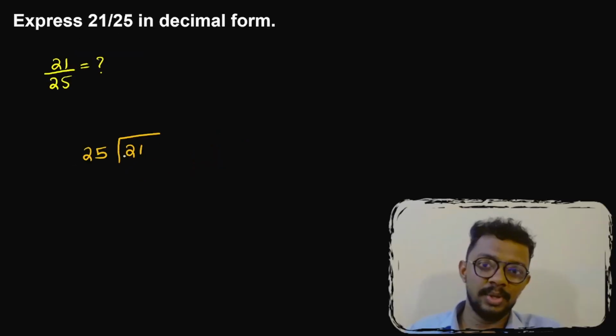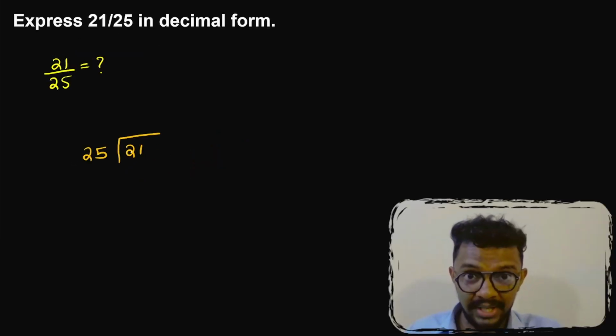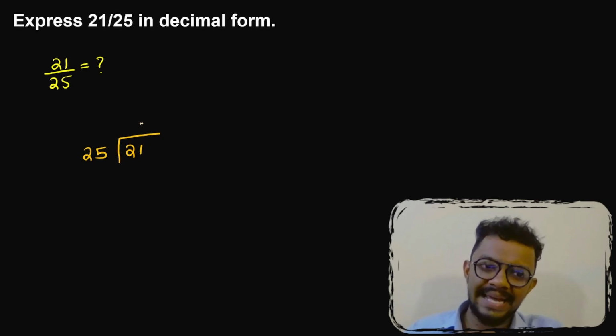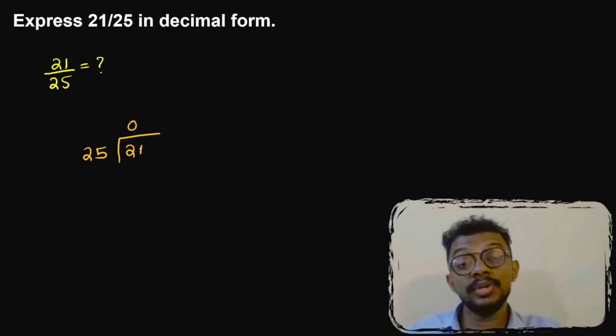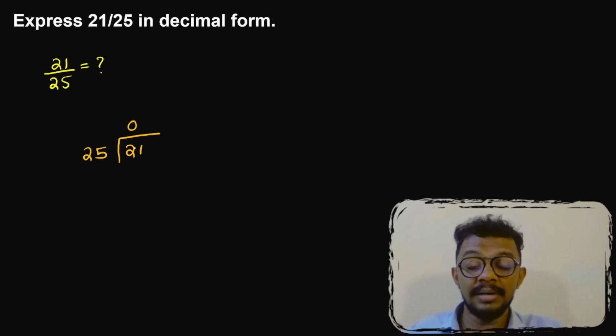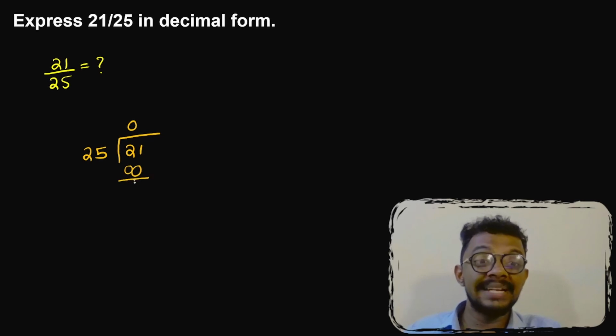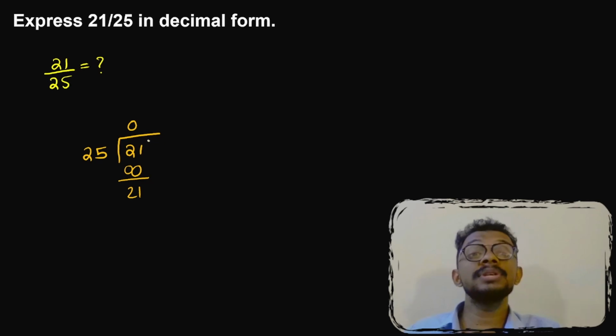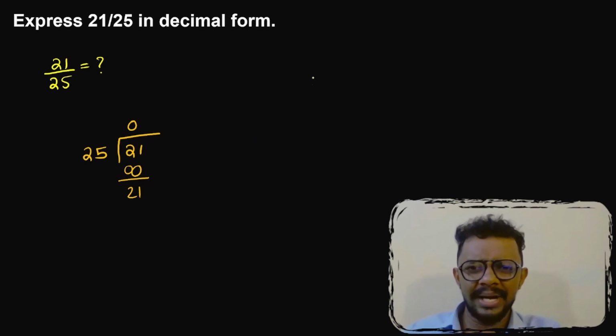Listen very carefully. In 21, how many 25s are there? The answer is 0. 0 25s are there in 21. 0 into 25, the answer is 0. So the difference is 21. Now, what did I just do? Usual division. You know how to divide, right?